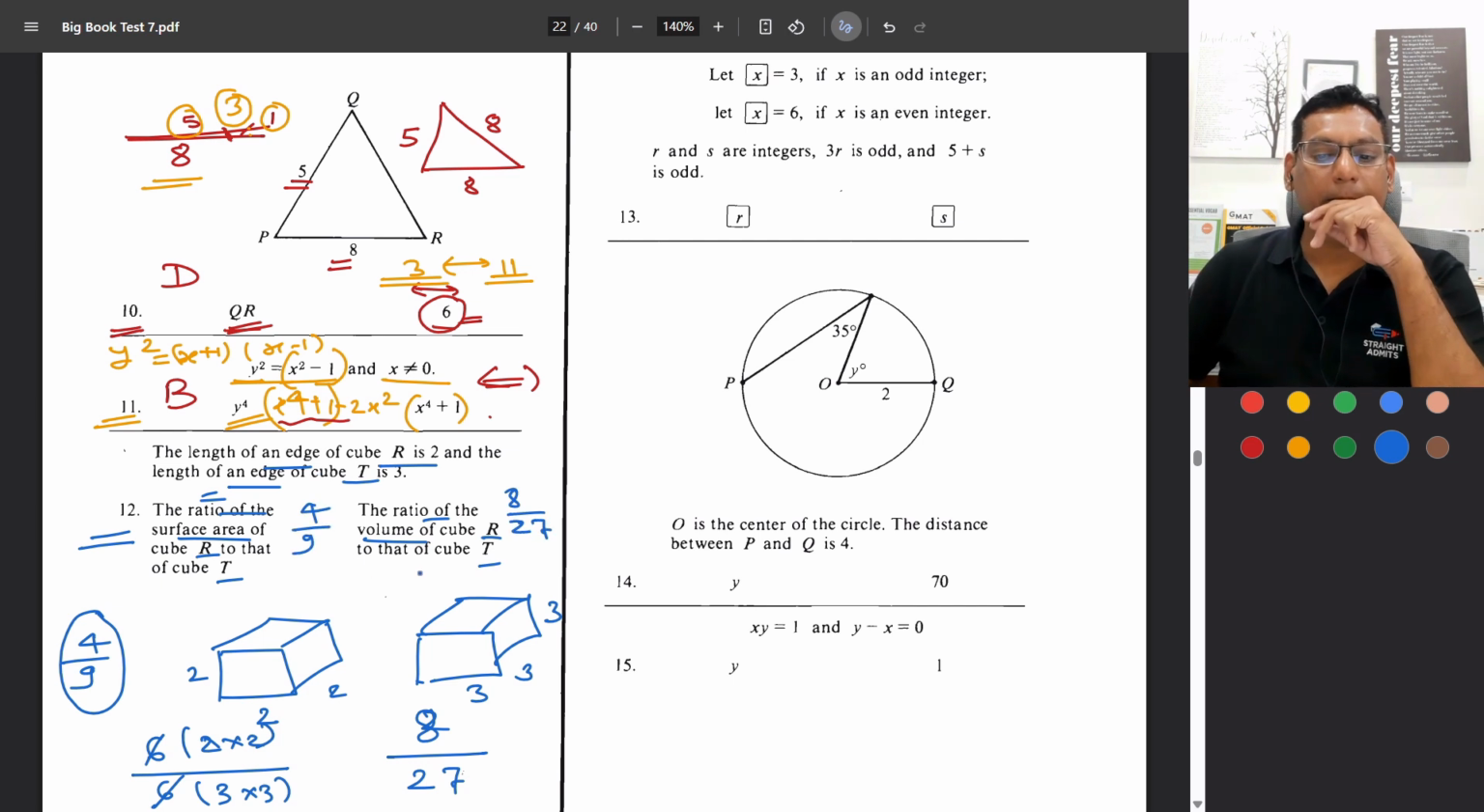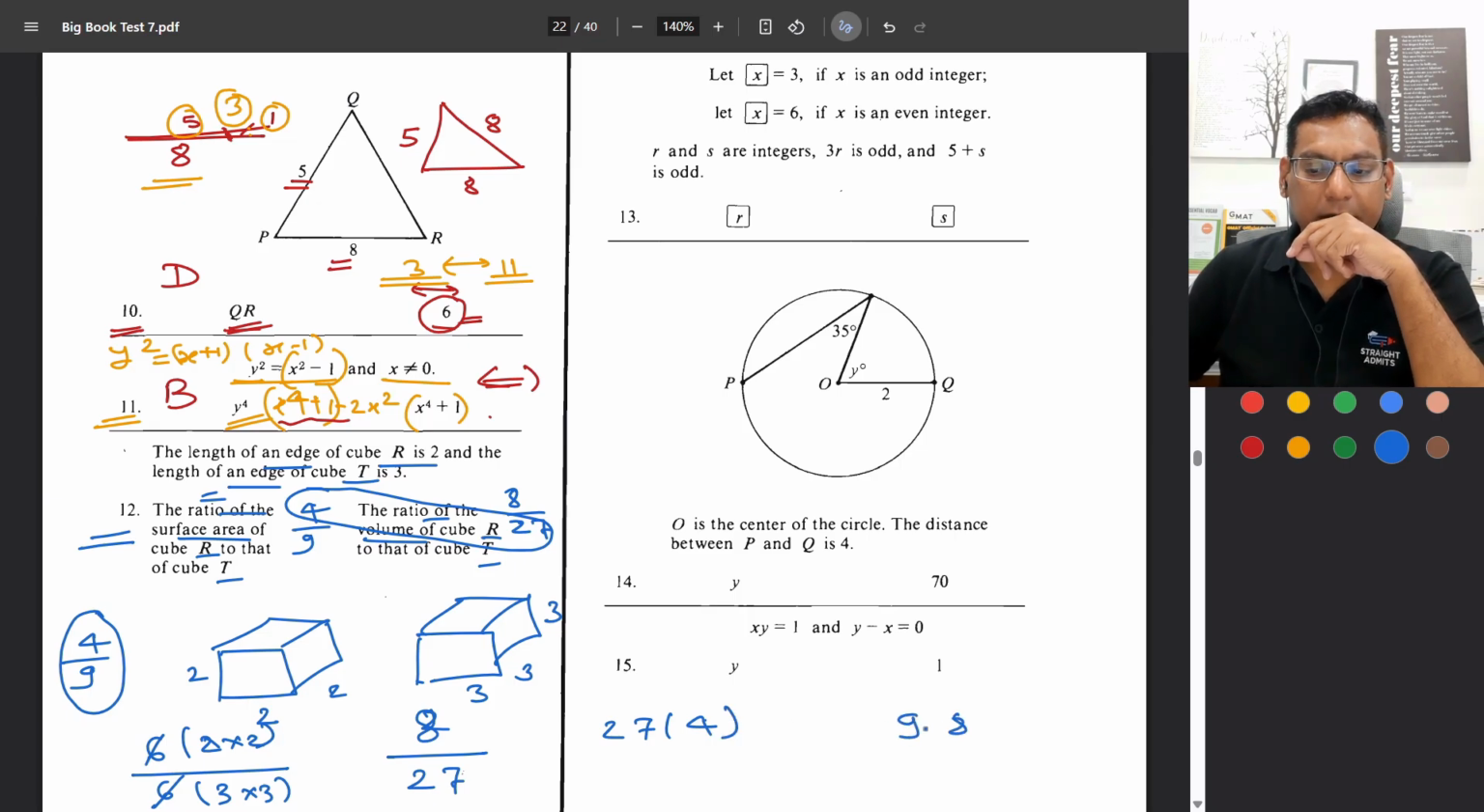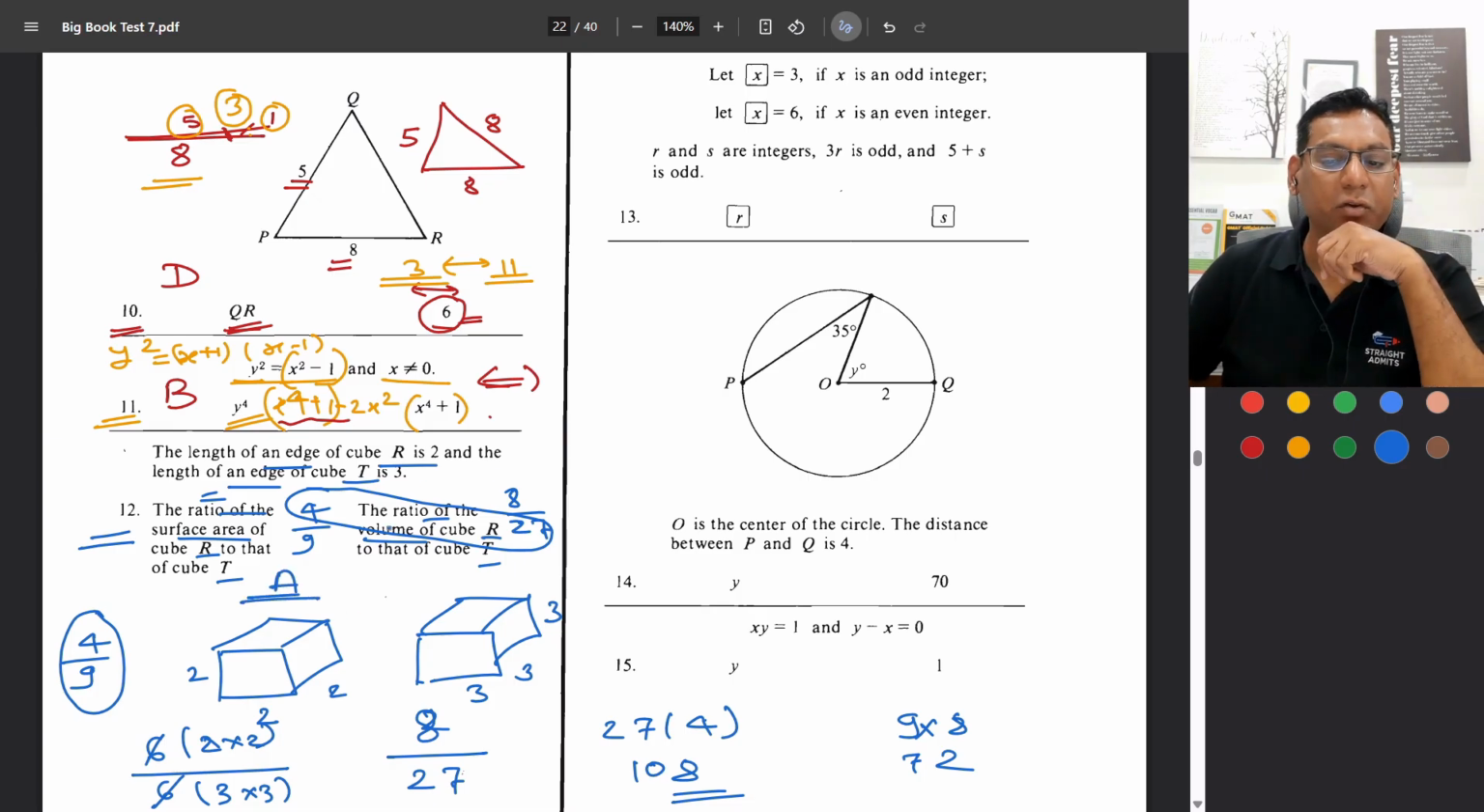Okay, how do we compare two fractions? The simplest is to do cross multiplication. So 27 fours and 9 eights. 27 fours is going to be 108, 9 eights is going to be 72. So column A is bigger. Answer choice A.